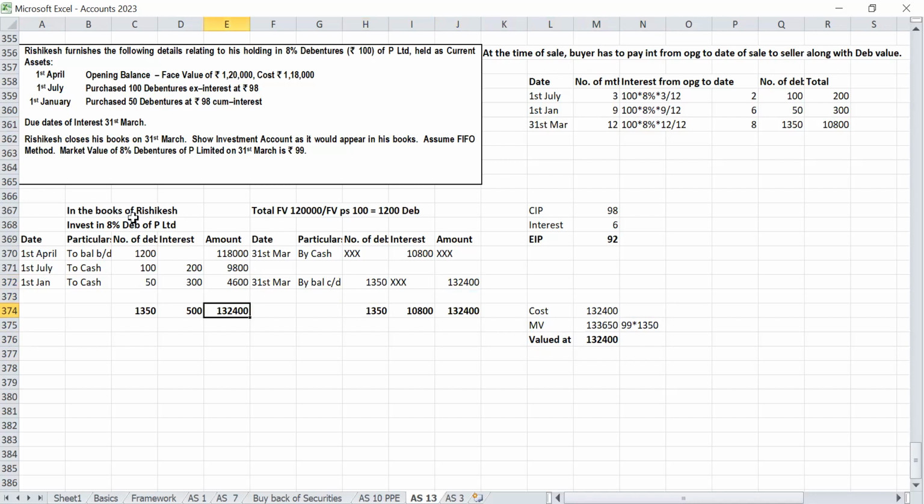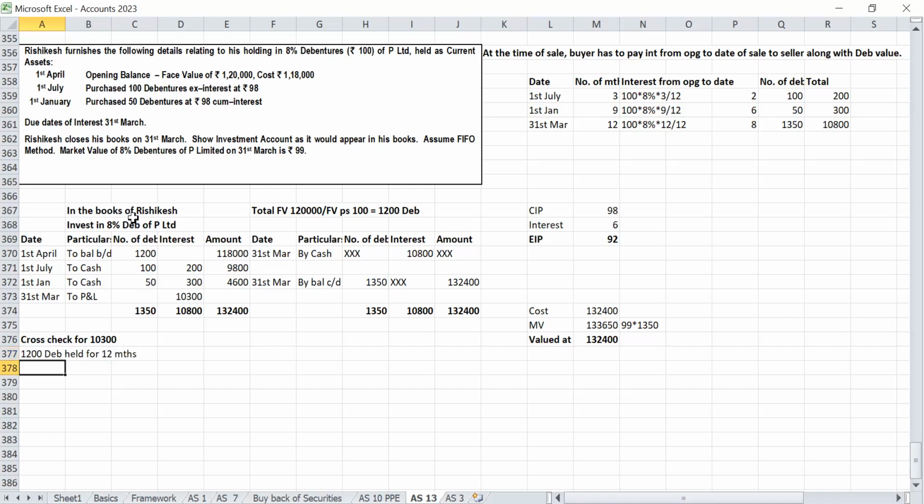Yes, sir. Now interest will not tally. Interest 10,800, here 500. So balance 10,300 will be there. That will be transferred to profit and loss account. You can cross check. What is the cross check? If you are having 1,200 debentures for how many months? 12 months. Cross check for 10,300: 1,200 debentures held for 12 months.